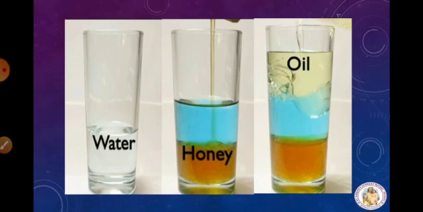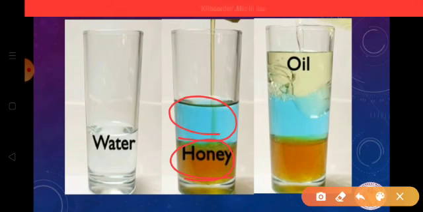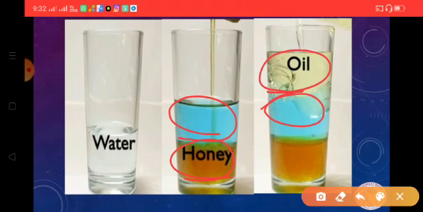Okay, so first step, pour 1/4 cup of honey in a transparent glass. Second step, pour 1/4 cup of colored water on top of the honey. Third step, pour 1/4 cup of coconut oil on top of the colored water. So the last one is honey, the middle one is colored water, the upper one is oil. Pour separately. Now notice how the different liquids form different layers.